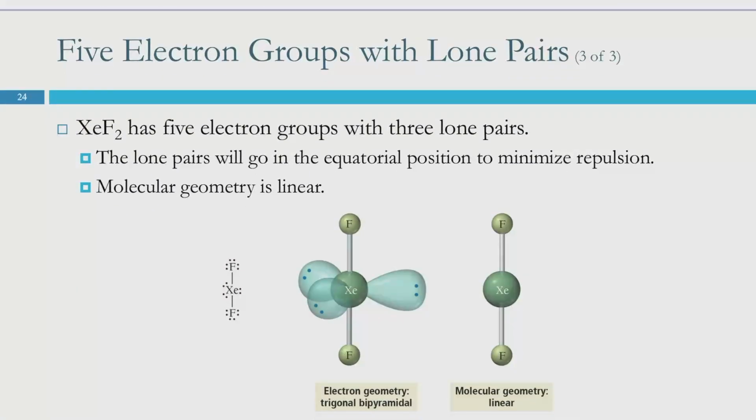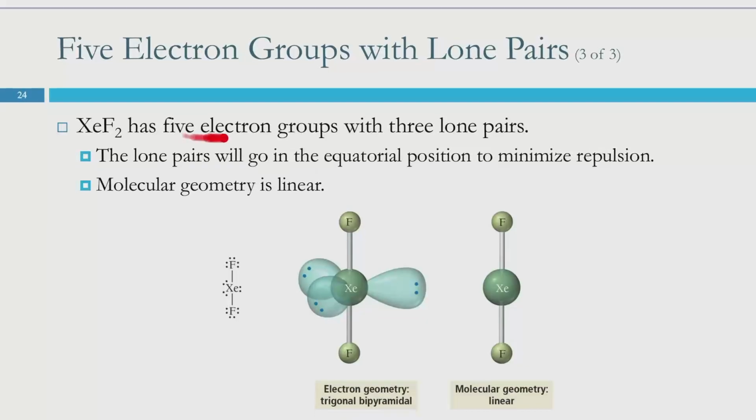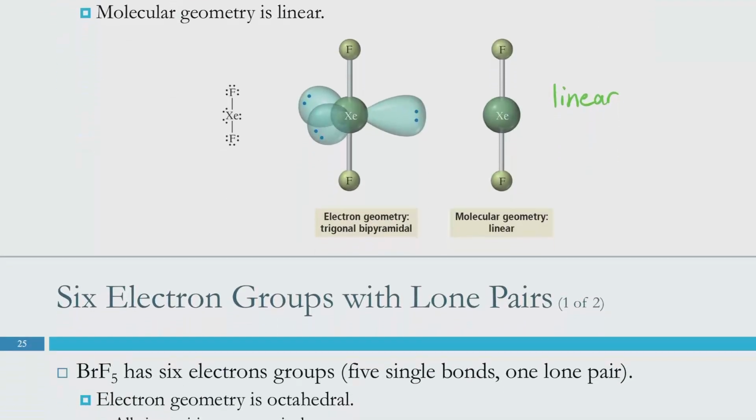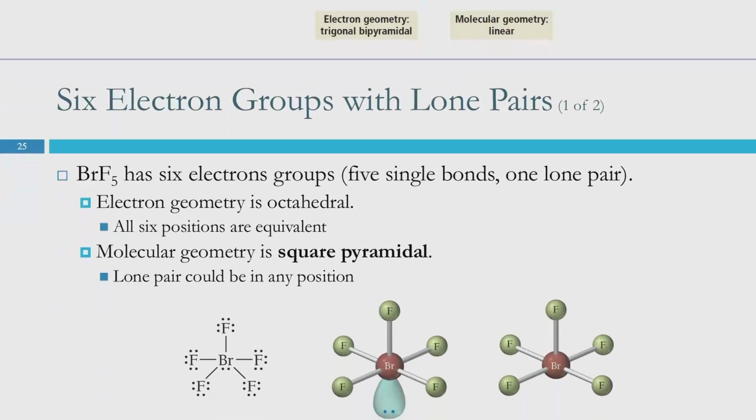So XeF2 has 5 electron groups. There's 3 lone pairs on the xenon. And again, the lone pairs go in these equatorial positions to minimize their interactions with each other. And so we get, this is another weird way that we can come up with linear molecular geometry. So we've gotten rid of the 3 positions around the outside. We poofed them away. They're no longer there. There's no atoms there. So it's just the top axial group, the bottom axial group, and then our center atom. So that's another linear pair.